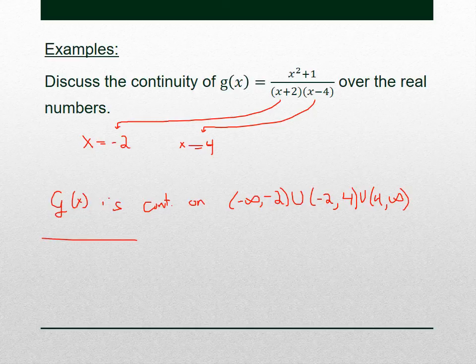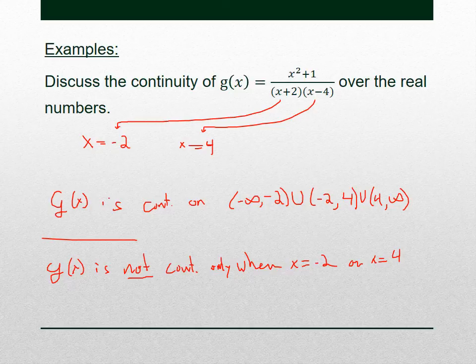Another way to say this is to say g of x is not continuous only when x equals negative 2 or x equals 4. So again, for a rational function, it's continuous everywhere except when the denominator is equal to 0.